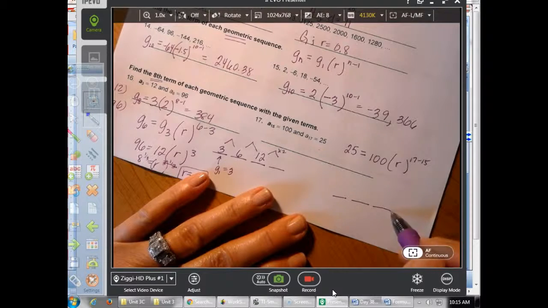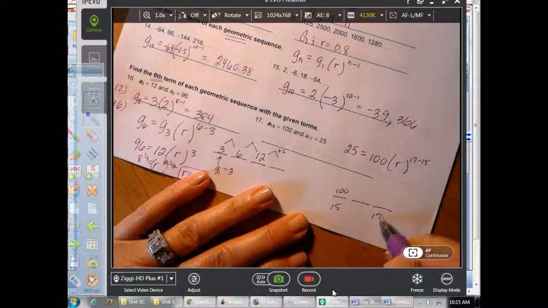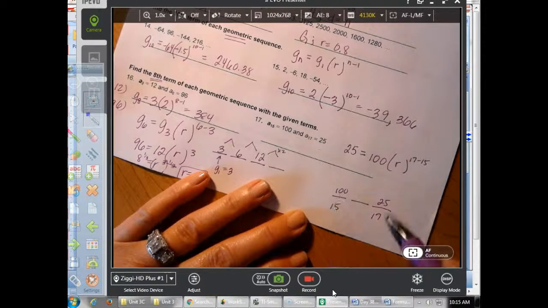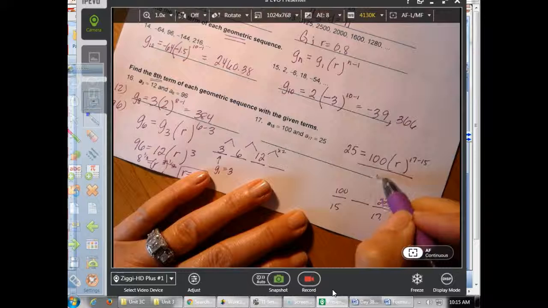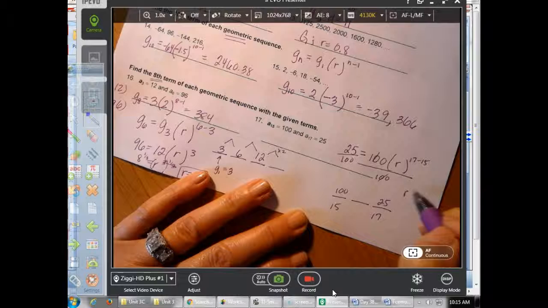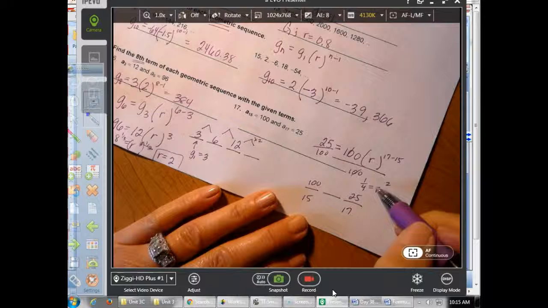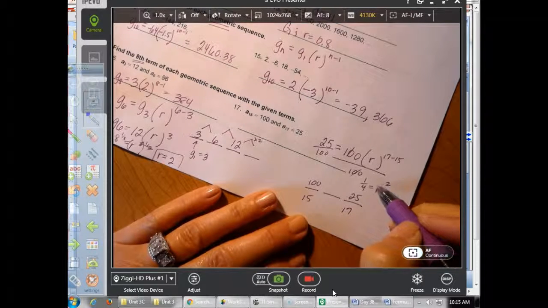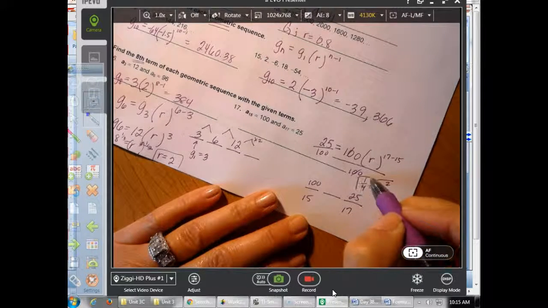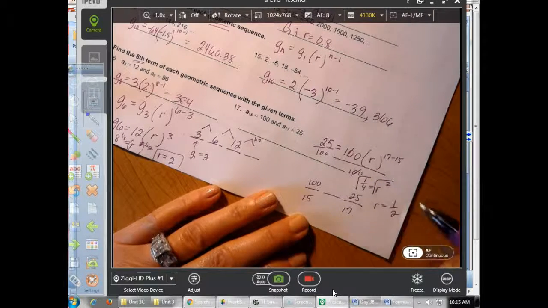So let me kind of write this out. If I know the 15th term is 100 and I know the 17th term is 25, you guys might even be able to see what's happening. So it looks like it's multiplied by 1/2. But let's go ahead and solve it. So I divide by 100 and I get 1/4. So R squared is equal to 1/4. Okay, so what am I going to do? I'm going to basically take the square root of both sides, and when I take the square root of 1/4, I do get 1/2. So R is 1/2.